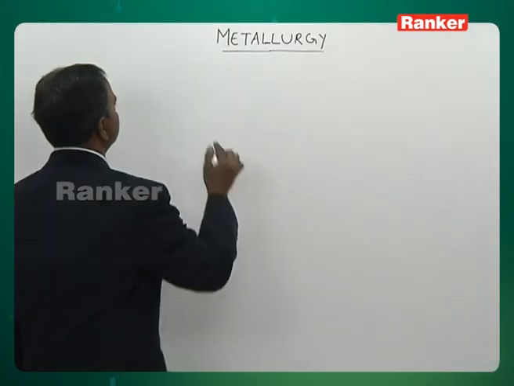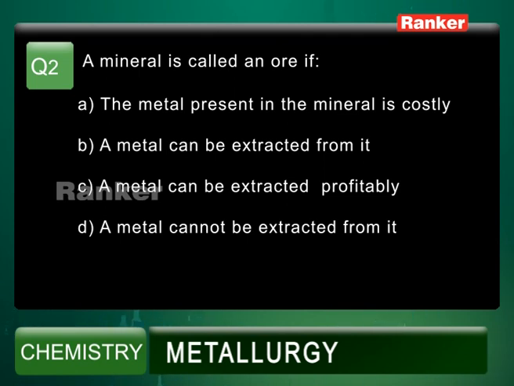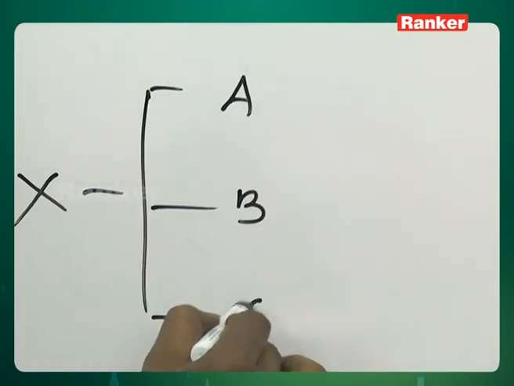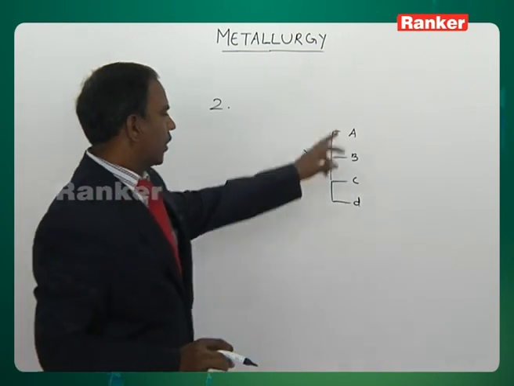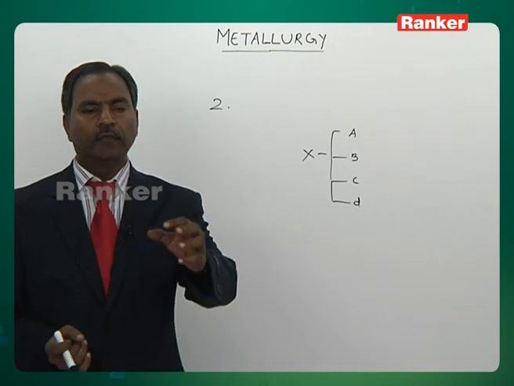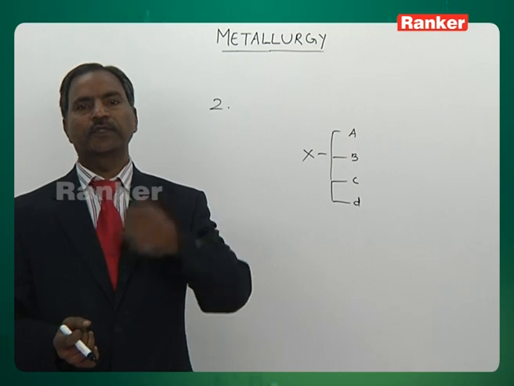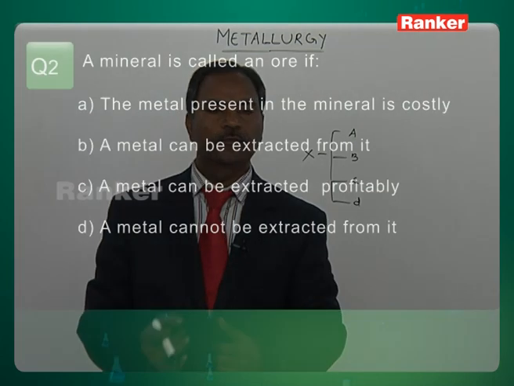Question number 2, a mineral is called an ore if. See, a metal is having different types of minerals. Take metal X having different types of minerals A, B, C, D. But only from one of them do we extract the metal. We will choose such a mineral from which we can extract the metal less expensively, profitably. So, let us see the answers now.